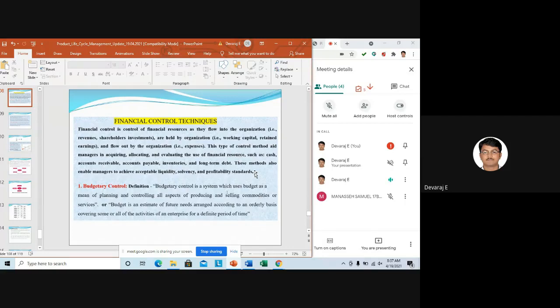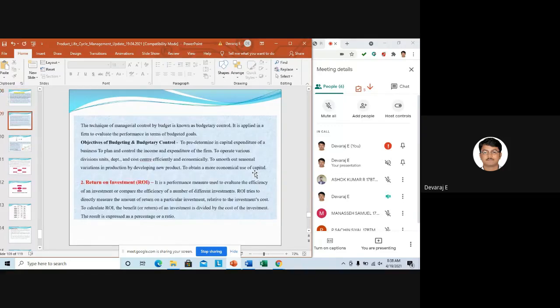We'll continue this topic, financial control techniques. I told you what the different techniques are, because we have to control the finance. Last Wednesday we had this topic, financial control techniques, which is for controlling the finance in the industry or company. First is budget control, which I explained in the previous class.